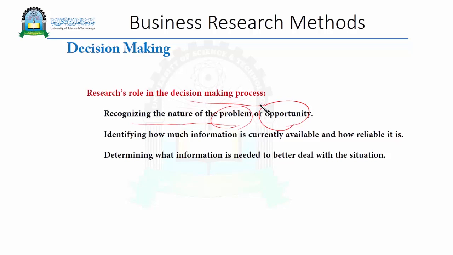The second one is identifying how much information is currently available and how reliable it is. So these are also two things. So I identify how much information is available and whether it is reliable or not, and to what extent it is reliable. Determining what information is needed to better deal with the situation. That means we will have some alternatives, and which one of these alternatives is going to fit this situation.